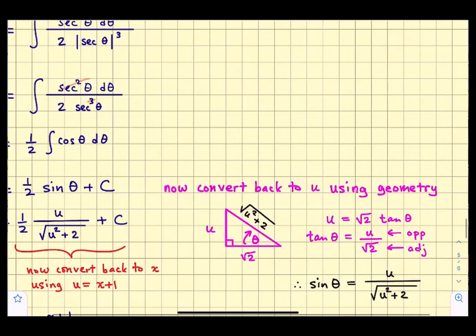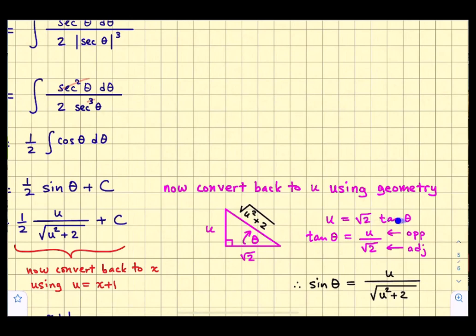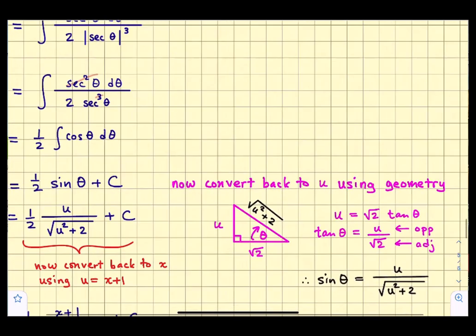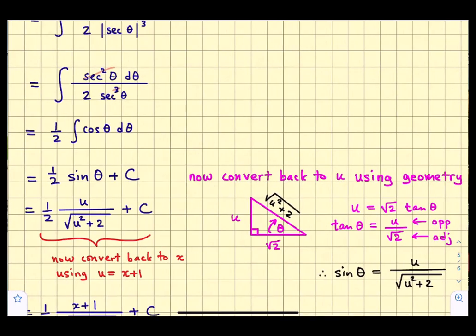Our substitution was u equals the square root of 2 tan theta. We'll draw our triangle like we always have with reference angle theta. Then tan theta is u over the square root of 2. So the opposite side in this picture is u. The adjacent side is the square root of 2. Using the Pythagorean theorem, we'll compute the hypotenuse. And now we have our triangle fully filled out, and we can answer whatever questions are needed of us.